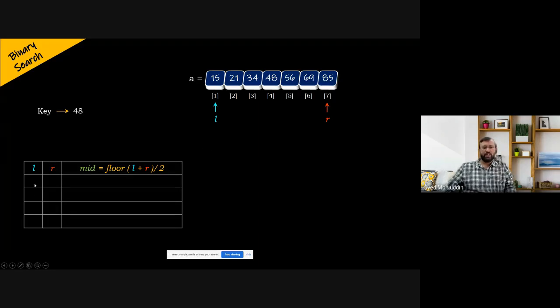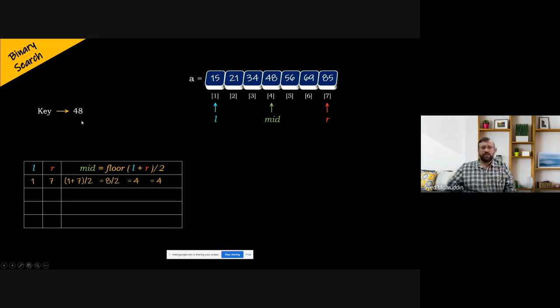Here L initially will be 1, pointing to 1, and R is pointing to the 7th index. So 7 plus 1 is 8, and 8 divided by 2 gives the result 4. So mid will be pointing to index 4.